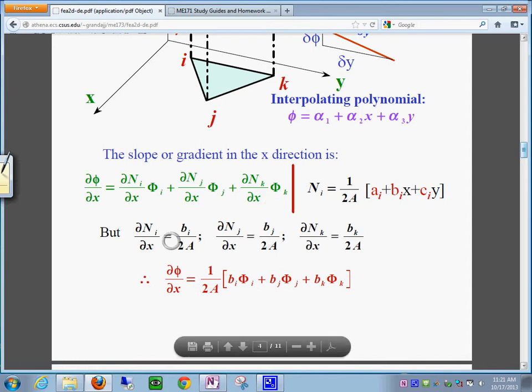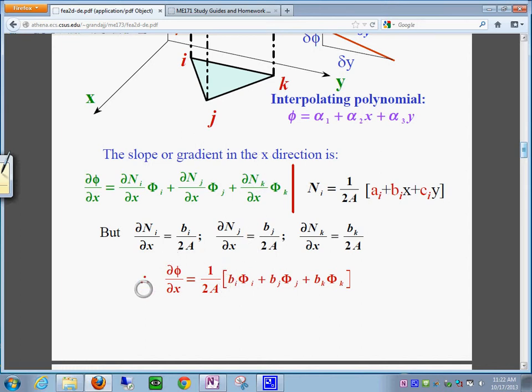So in this case, we know that the derivatives of this shape function are known because we worked them out in the example. And dN sub j dx is b sub j over 2A, and dN sub k dx is b sub k over 2A. So this is the general expression for the slope of a curve on a plane.